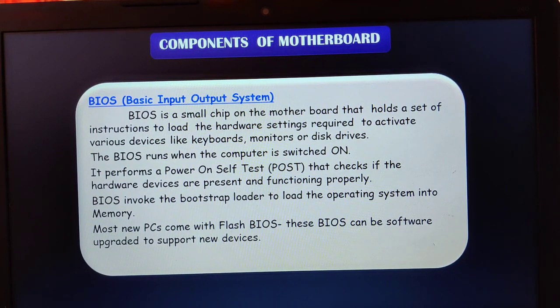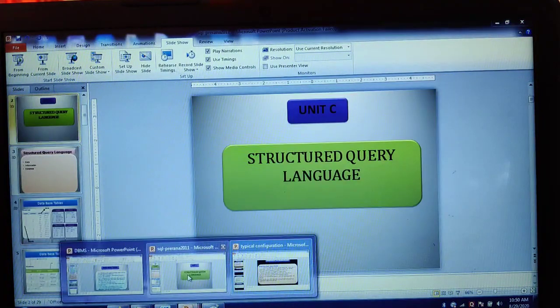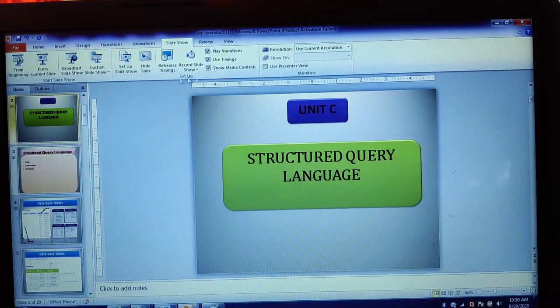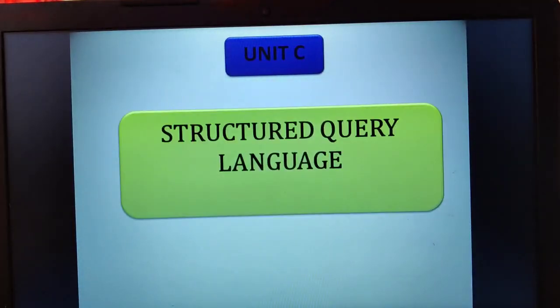Okay, now let us move on to the new chapter, that is SQL. We will start with a new chapter, that is unit C, structured query language. SQL stands for structured query language. This carries a total weightage of about 7 marks.